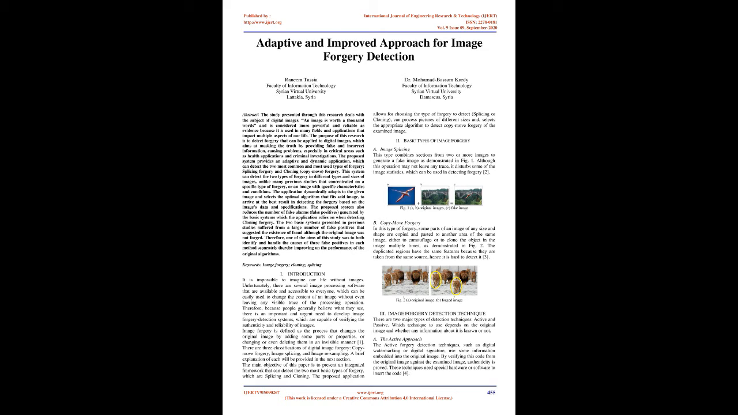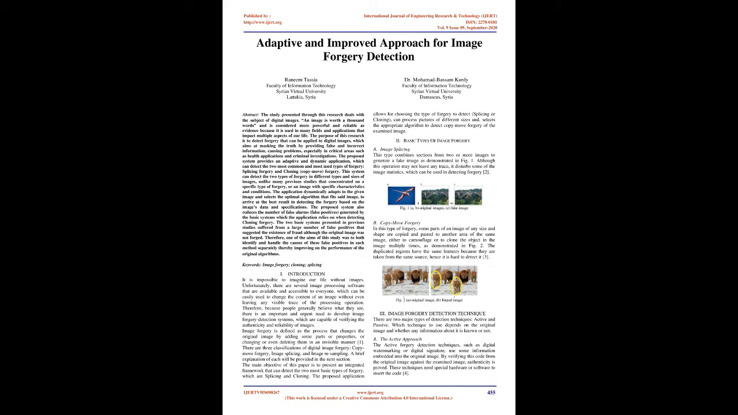There are three classifications of digital image forgery: copy-move forgery, image splicing, and image resampling. A brief explanation of each will be provided in the next section. The main objective of this paper is to present an integrated framework that can detect the two most basic types of forgery, which are splicing and cloning. The proposed application allows for choosing the type of forgery to detect, splicing or cloning.